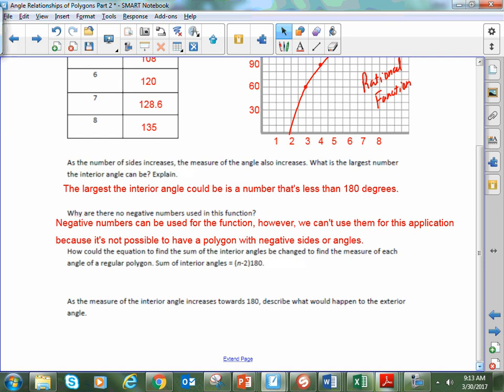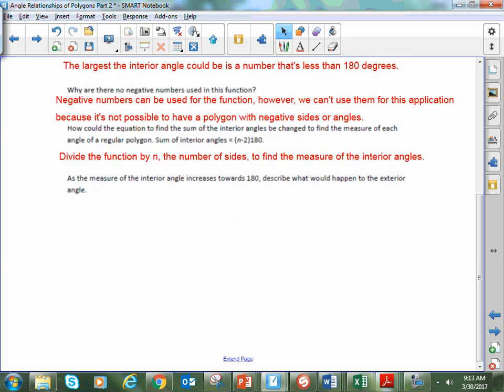How could the equation be used to find the measure of the interior angles? Well, we kind of answered that from our table. We take that expression, n minus 2 times 180, and we just divide that by n, the number of sides that there are. And as the measure of an interior angle increases towards 180, what happens to the exterior angle?